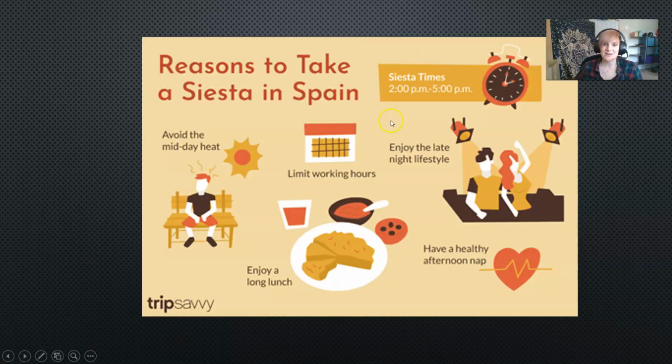So in Spain, siesta times are between 2 and 5. At this time, the shops close and the vast majority of people go home or somewhere else they can rest. Now, this is to avoid the midday heat, to limit their working hours during the day, to be able to enjoy a long and healthy lunch, to be able to carry on their energy into the evening, to be able to enjoy the late night lifestyle, and to be able to have a healthy afternoon nap, so to be able to have a rest during that time.